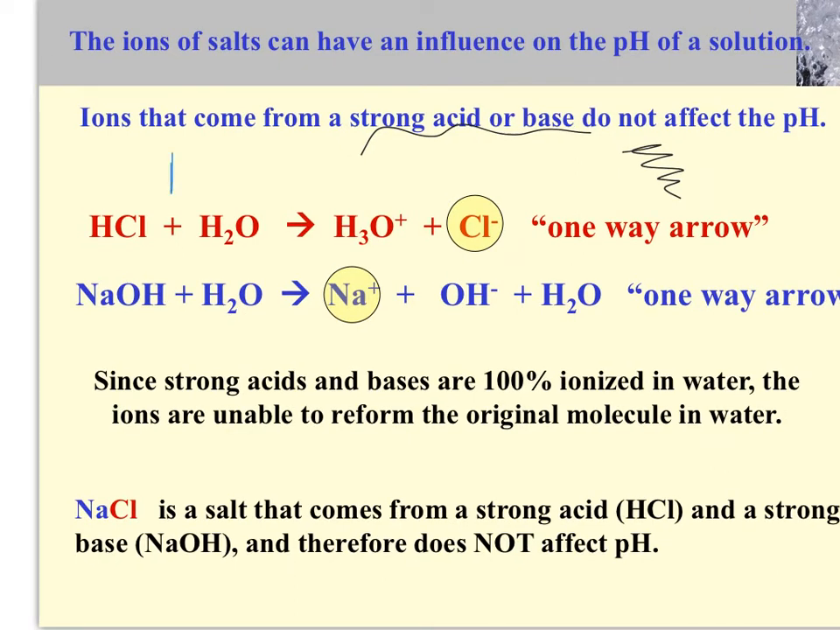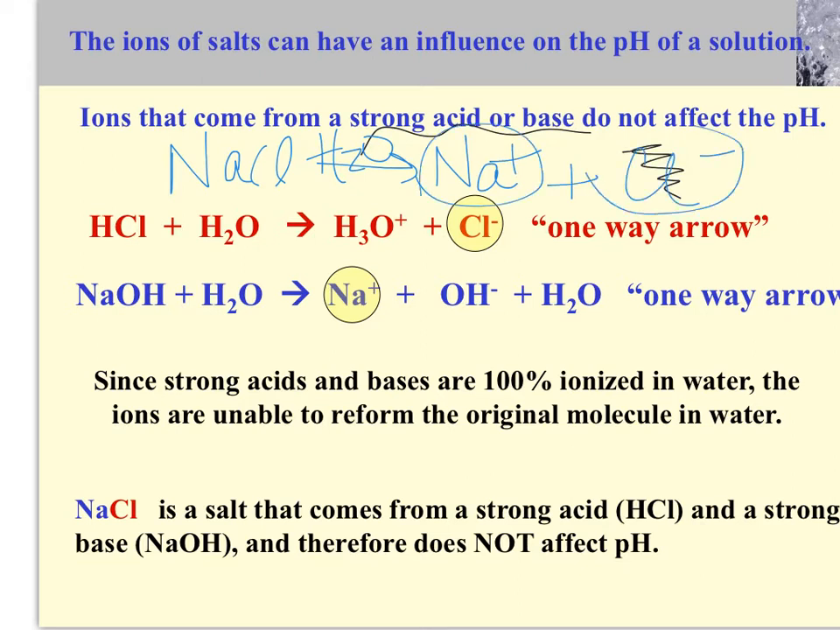So let's look at table salt, sodium chloride. That is soluble. If we add it to a solution of water, because it's soluble, it will immediately dissociate into the cation and anion. And now, if you're trying to decide whether a salt, in this case sodium chloride, will affect the pH of an aqueous solution, you need to treat each ion that forms from it, decide whether they come from a strong or a weak acid or a base, and then determine the effect on the pH.